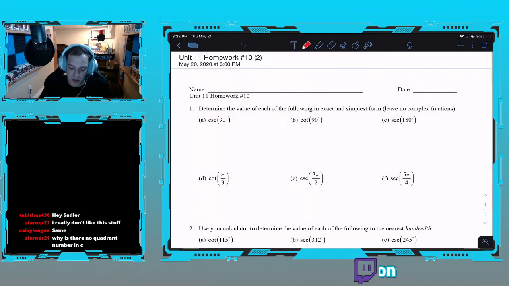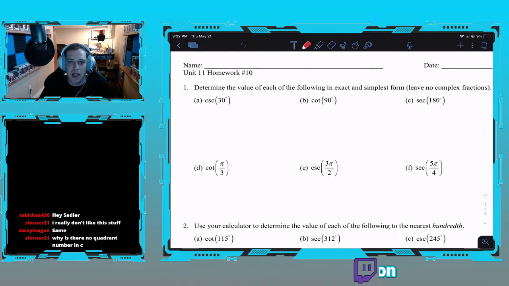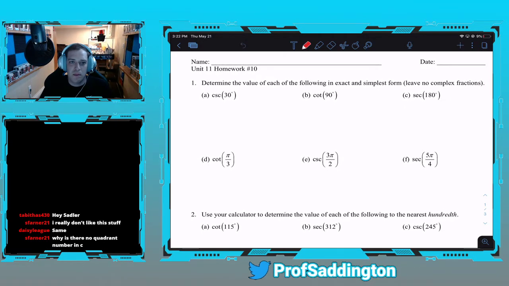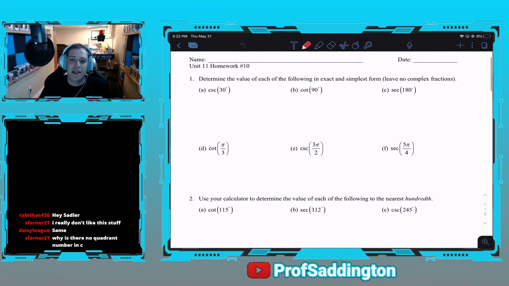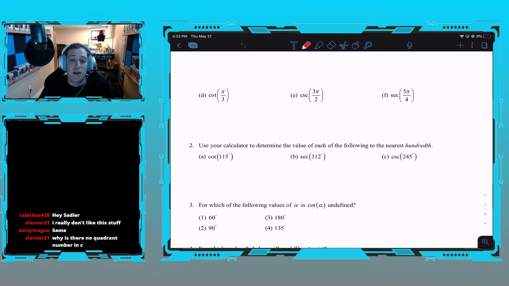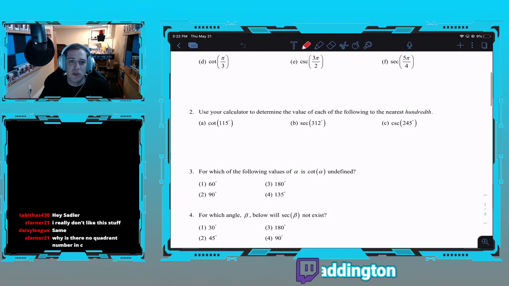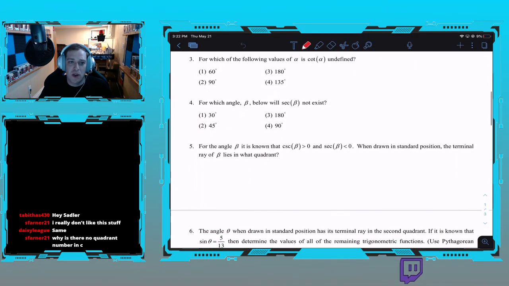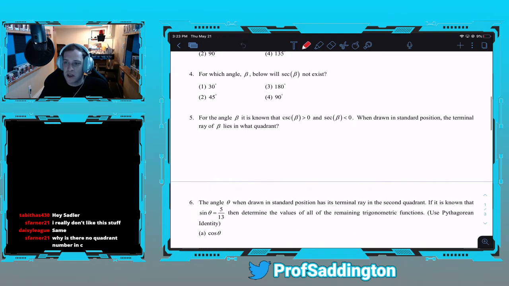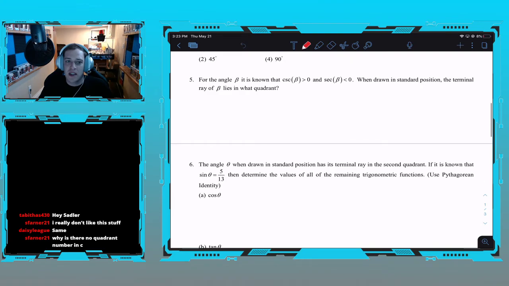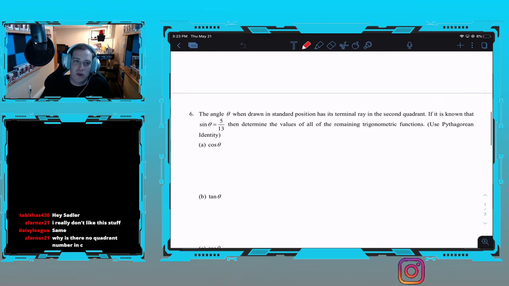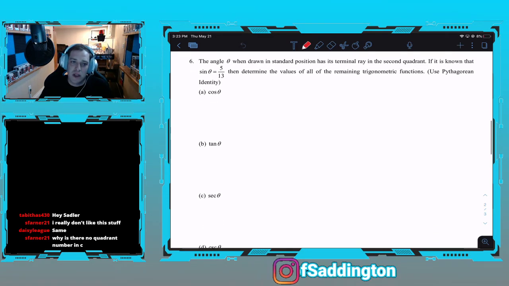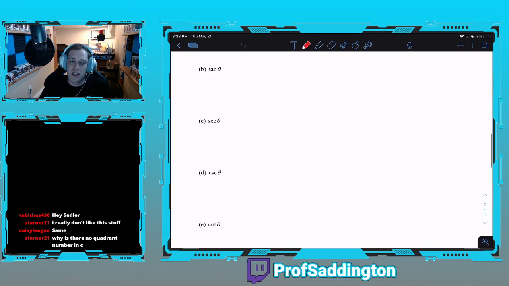Homework number 10. As you see with number 1, I want you to do it by hand like we did yesterday. And then in number 2, you can use your calculator. You've got a couple of multiple choice questions. Number 5 is just like what we did today, and number 6 is like the last question we did. So you have to use Pythagorean theorem to figure out what cosine is, and then that will allow you to find all the other missing ones on here.